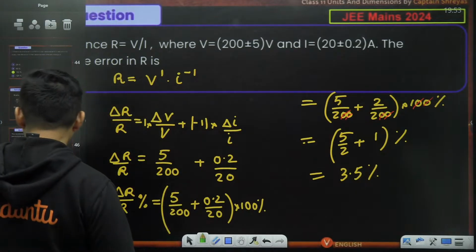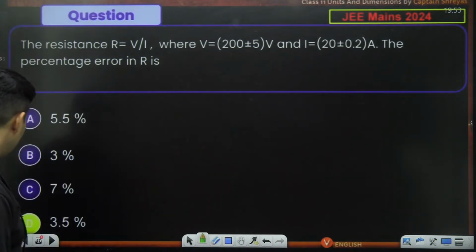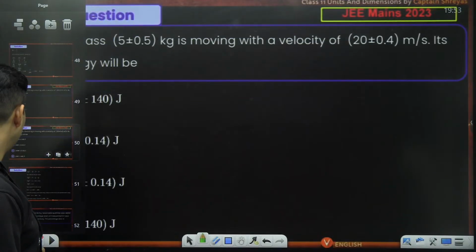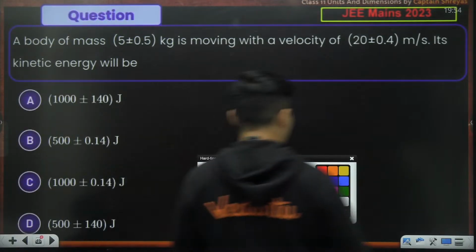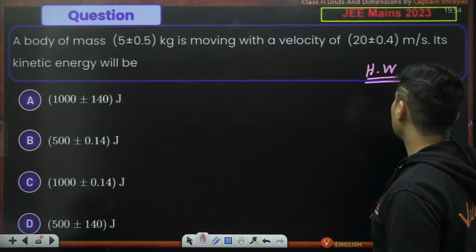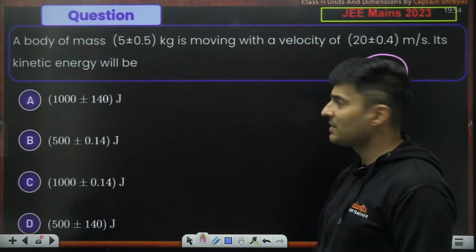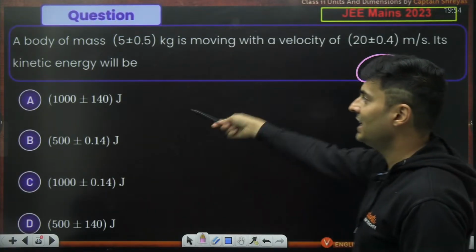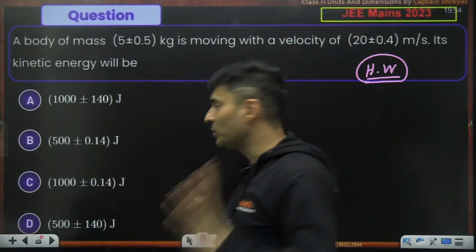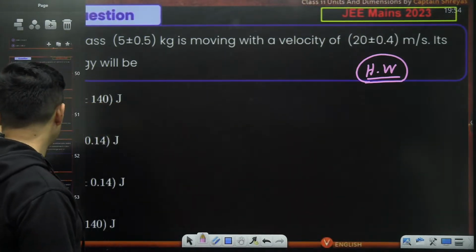Very nice. I will give you a very nice homework. So this answer was 3.5%. Perfect. This is your homework question. This is your first homework question. You can definitely solve it. Mass is given, speed is given, kinetic energy will be how much? Half mv square. So half m raised to 1, v raised to 2. This is your first homework question.